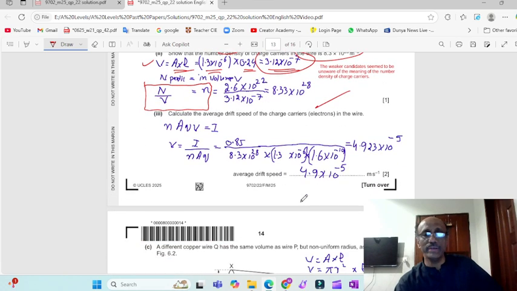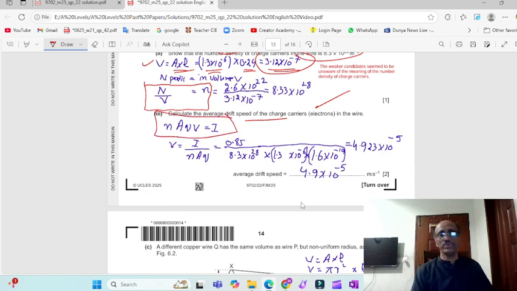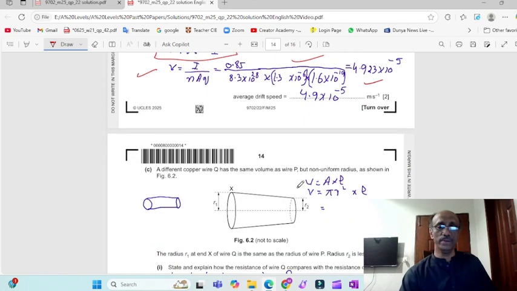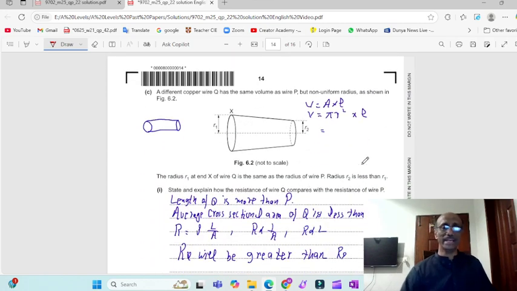Now calculate the drift velocity. Again, this question is straightforward. You have to remember the formula, rearrange it according to the required values, and then substitute the values, and then you will get your drift speed. Now this is a technical question. A different copper wire Q has the same volume. Now this is the key point, but non-uniform radius.